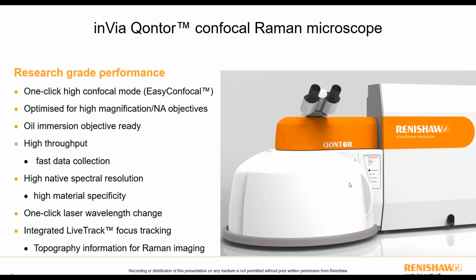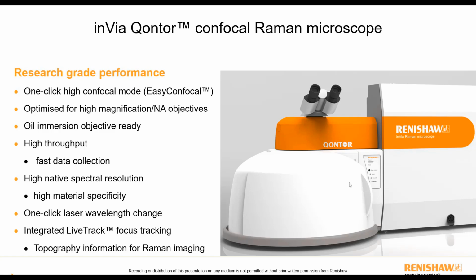We've got really high throughput, which means we can get our data nice and fast. That really helps with things like stability, where environmental factors might be a consideration. And if you can get that data quickly, then that's going to help as well. We've got native really high spectral resolution. This allows us to have really sharp Raman bands, and this means that similar materials can be differentiated. That gives us our high specificity between similar materials. If we want to change from one laser wavelength to another, then we can do that really easily just by a single click in the software.